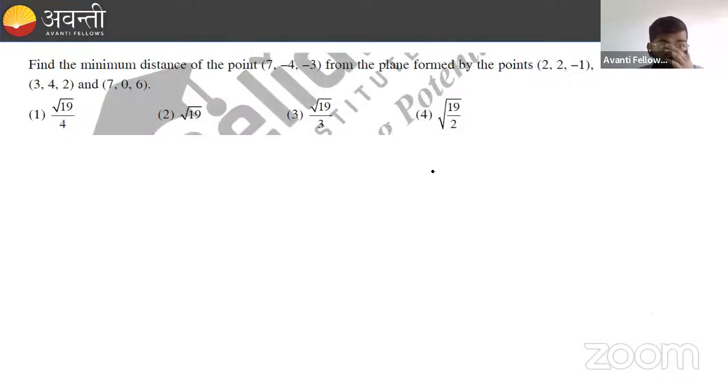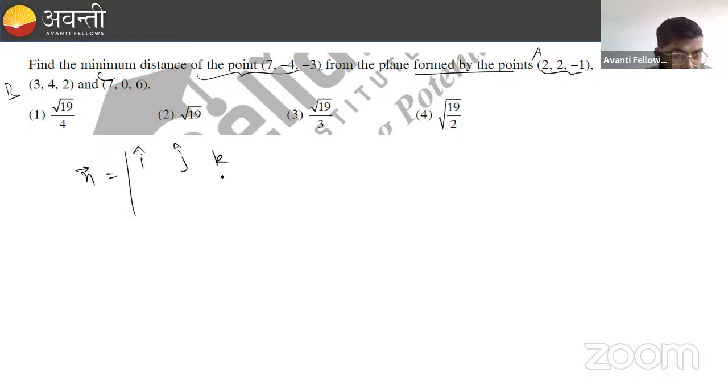Now moving on to the next question. Here we have to find the minimum distance of this point from the plane formed by the points A, B and C. To find the n cap vector which is normal to the plane, we use i cap, j cap, k cap and do the cross product. The cross product of vector AB and BC will give us a vector perpendicular to both AB and BC, so that is what we are going to do here.